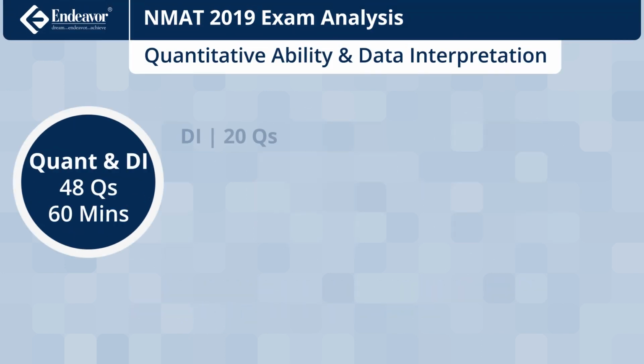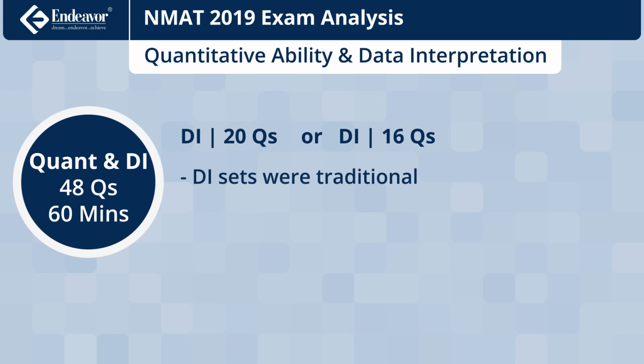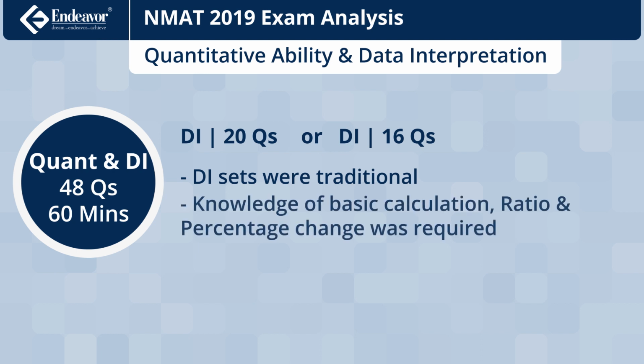The section comprised of 20 questions of DI and 28 questions of quantitative ability. Some students may find 16 questions of DI too. All the sets of DI use traditional tools of representing data, for example, bar, table, pie, etc. All the sets demanded hold over basic calculation, ratio, and percentage change.